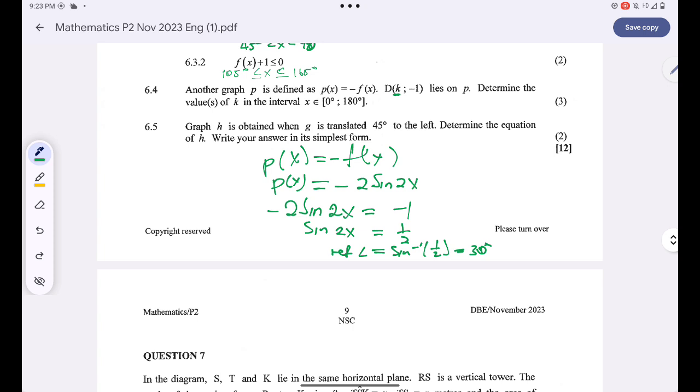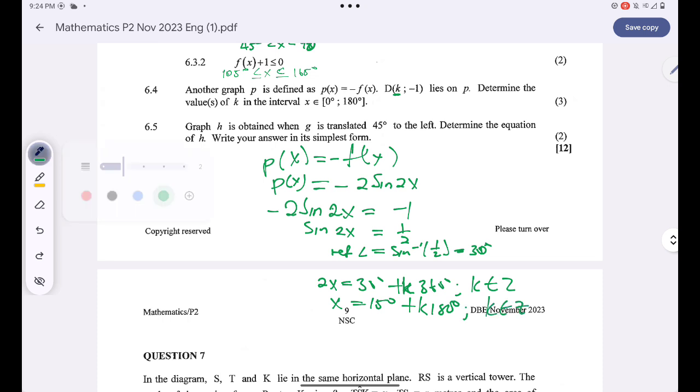Are you together? So I'll say 2x is equal to 30 degrees plus K 360, where K is an integer. So that means x is 15 degrees plus K 180, where K is an integer. And then for the other one, 2x is equal to 150 degrees plus K 360.